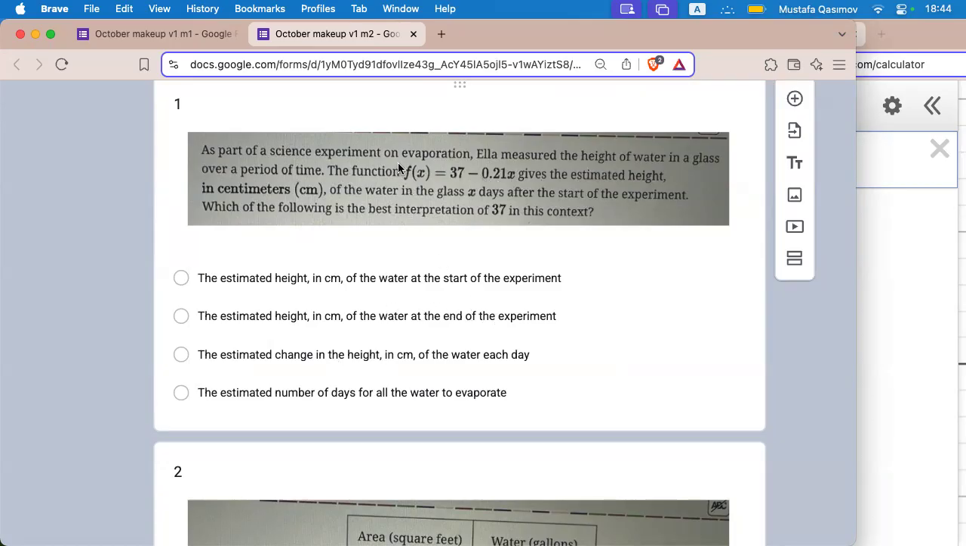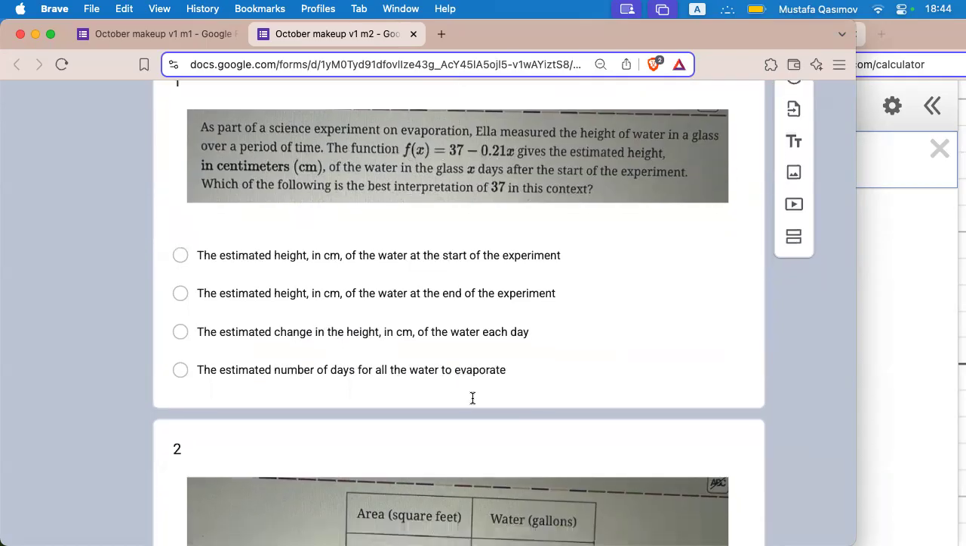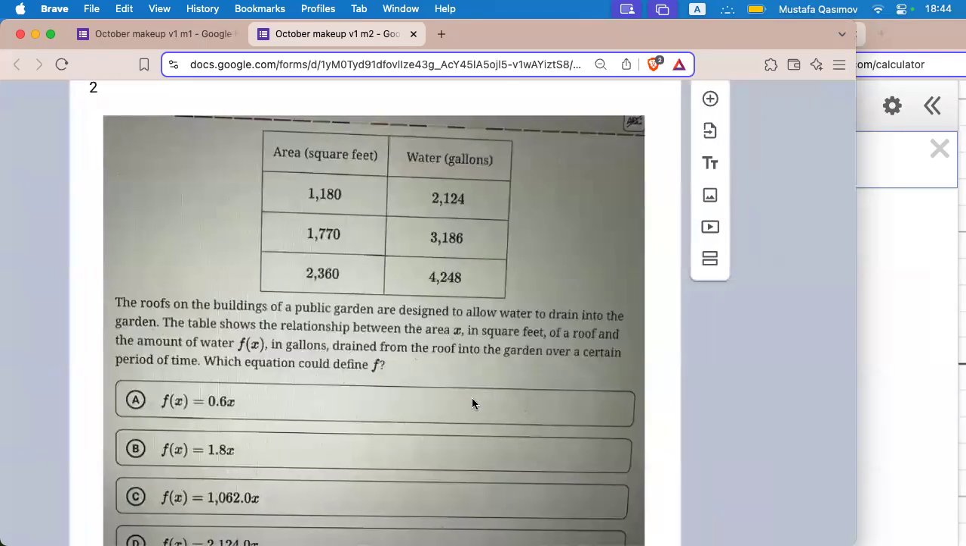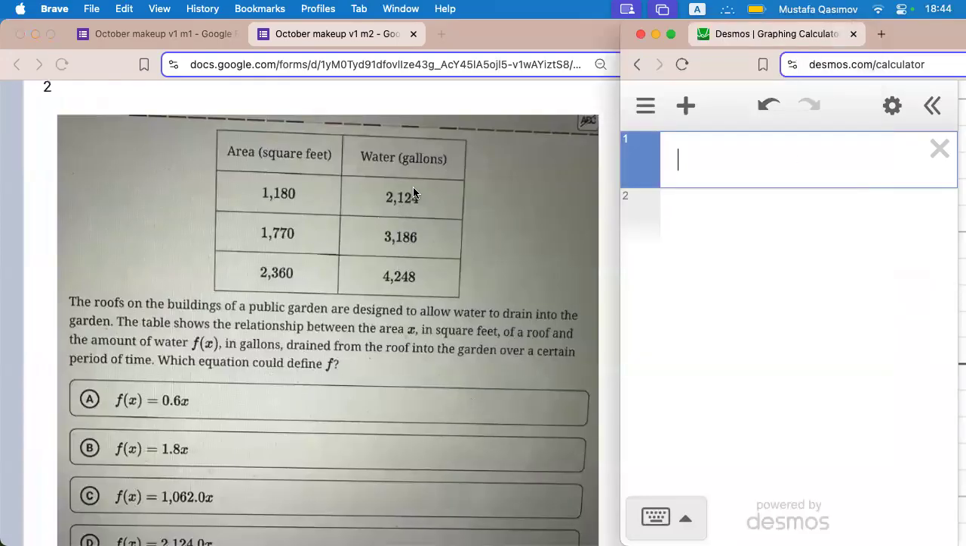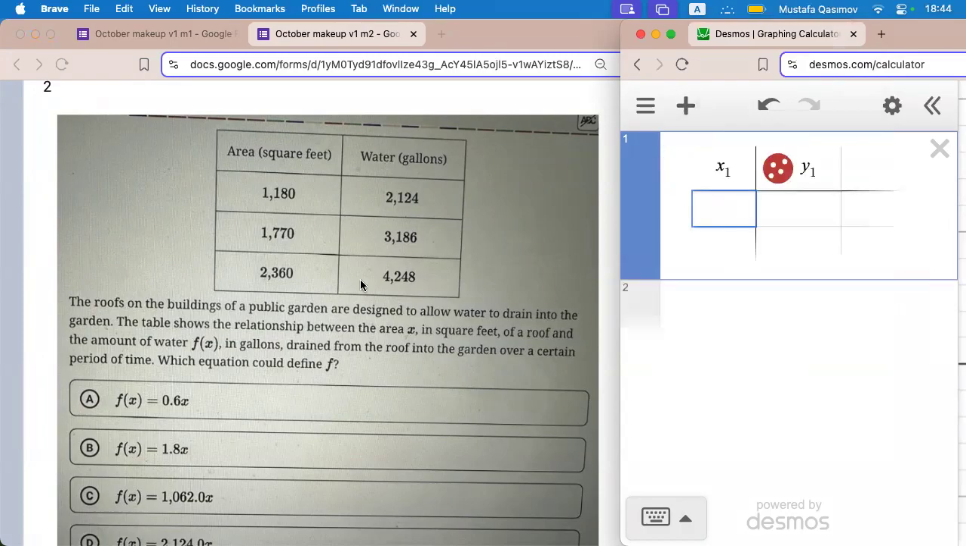Water at the end, it is f of x. F of x always shows us the result or final value. Estimated number of days, it is the x-intercept. Here you can use the table or you can just divide the second one by the first one. It's also okay. But we have to also identify what is x or which one represents area. Here it says x is area, so it is x.